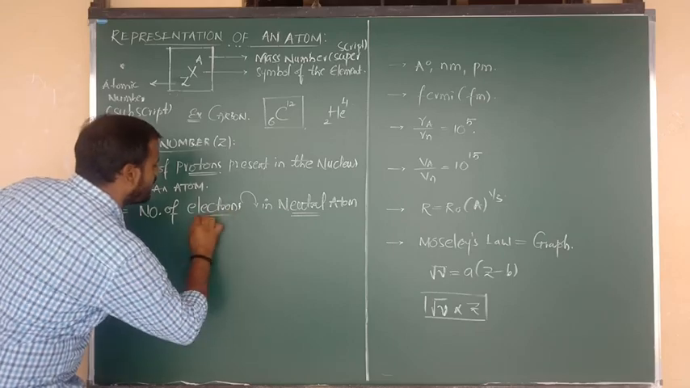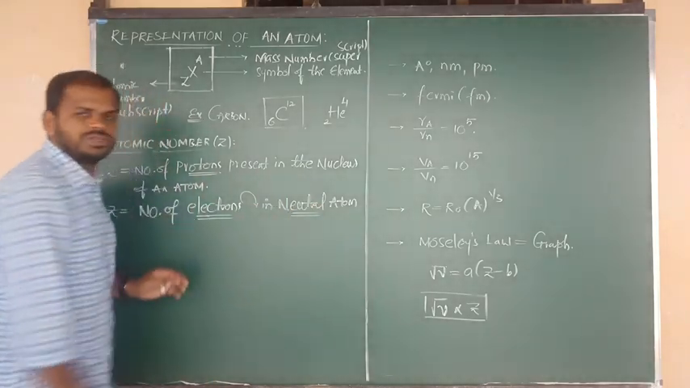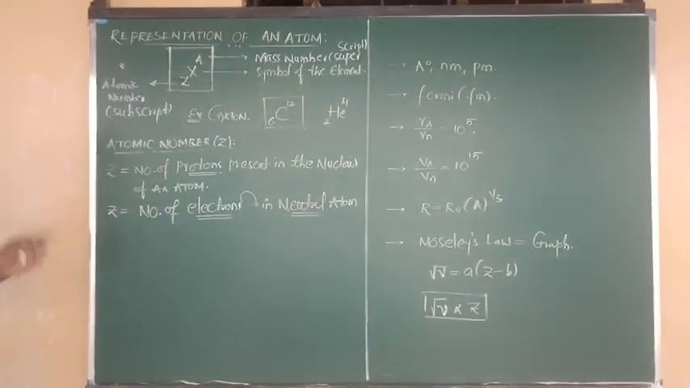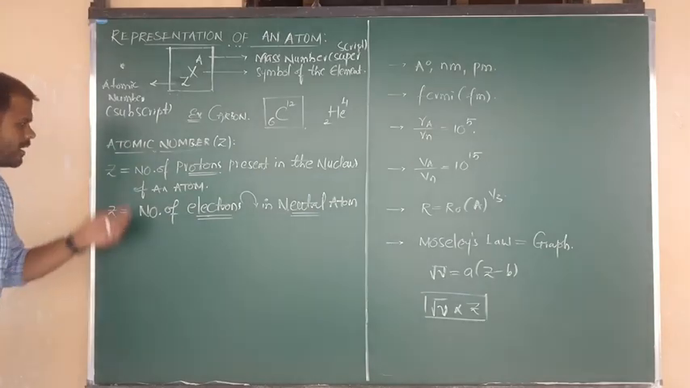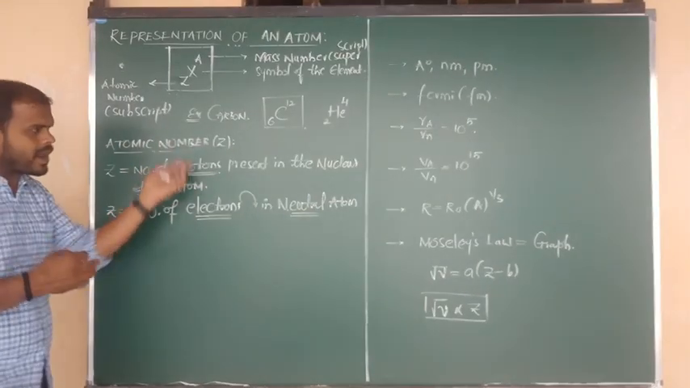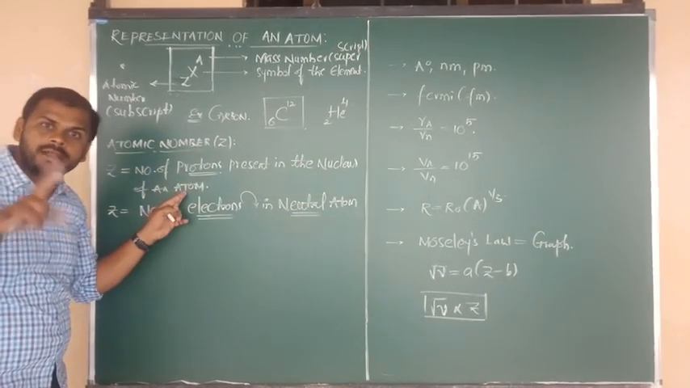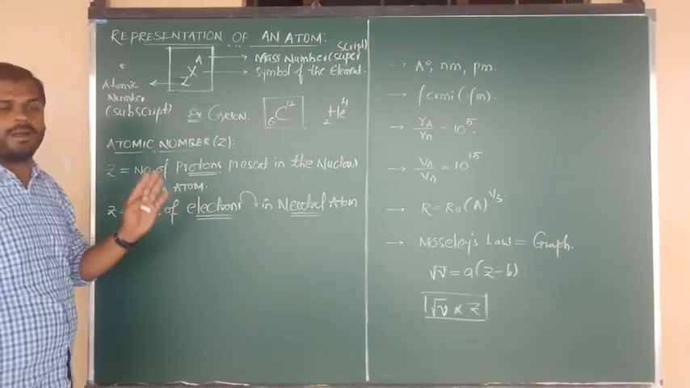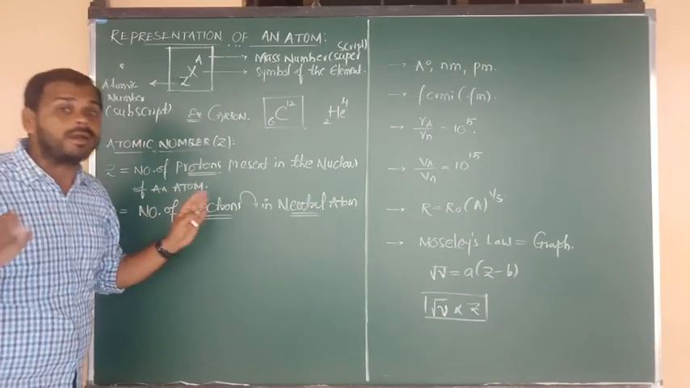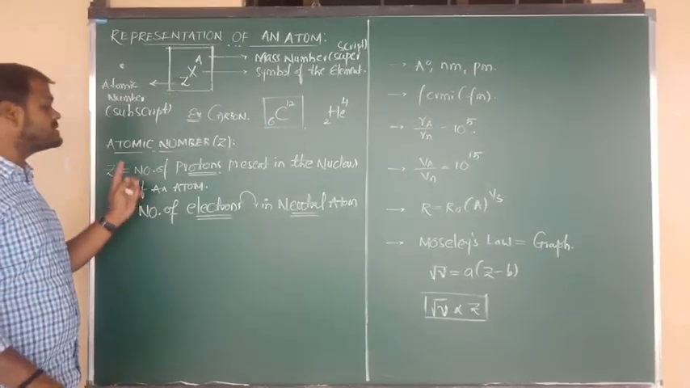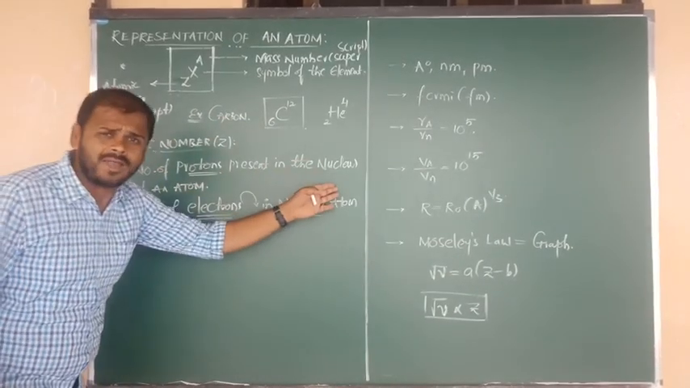So the number of electrons present in the neutral atom is also equal to the atomic number. But what about protons? Number of protons present in the nucleus of an atom. Maybe cation, maybe anion, maybe neutral, no problem. In case of proton, no more conditions are applicable. We just say the number of protons present in the nucleus.